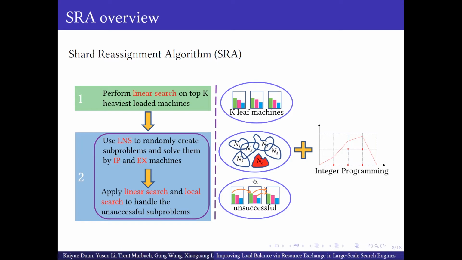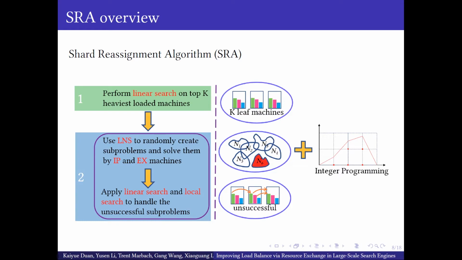Since the rebalance problem is NP-hard, and the problem scale is generally large for search engine data centers, it is not plausible to find the optimal solution using exact algorithms within a given time limit. Therefore, we design a heuristic algorithm called SRA to approximate the optimal solution. The SRA has two main steps. The first step aims to quickly reduce the global imbalance by reassigning shards from the top K machines with the heaviest workload to the other leaf machines. To this end, we perform a linear search in this step.